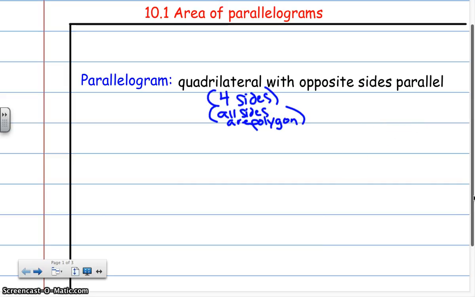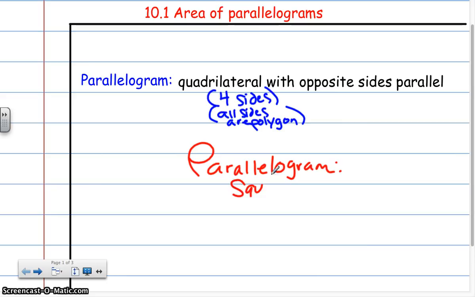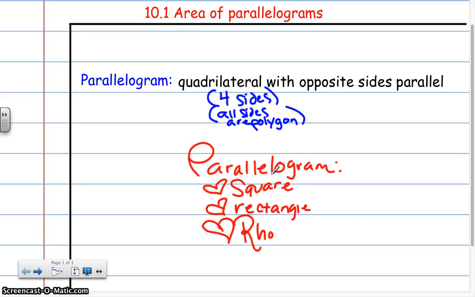Some of the major parallelograms that we will be working with. The common types of parallelograms that we are going to be working with are a square, a rectangle is another parallelogram. Opposite sides are parallel. There's two pairs of opposite parallel sides. And a rhombus is another type of parallelogram that we will work with.